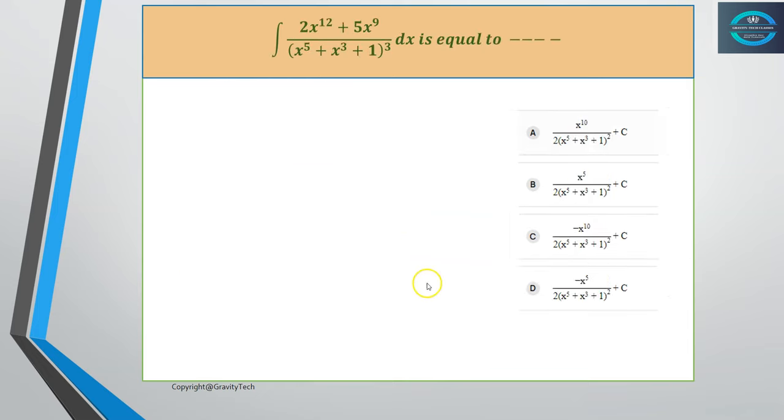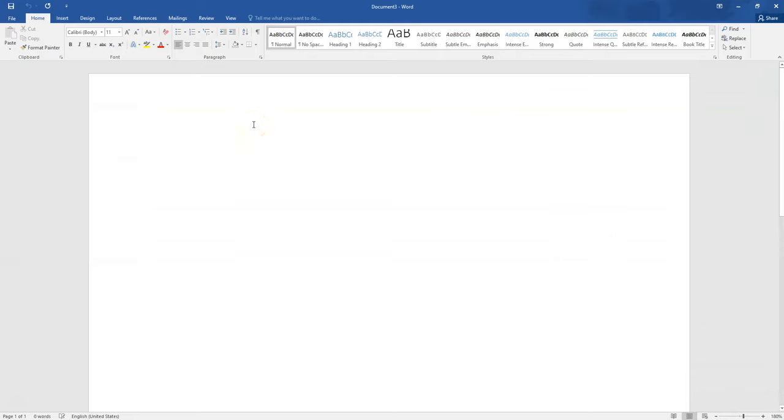Easy. What is the next question? They're saying 2x to the 12 plus 5x to the 9 upon x to the 5 plus x cubed plus 1, whole bracket cubed. We have to find the integration of this. Now how to find out this integration, right? Let's see now how to solve. Easy.